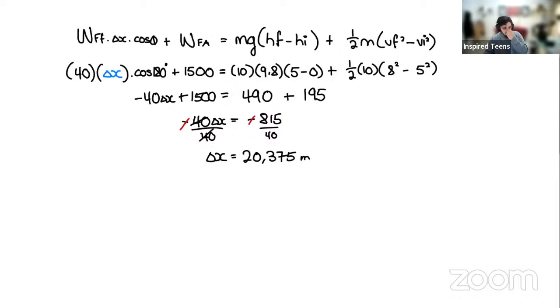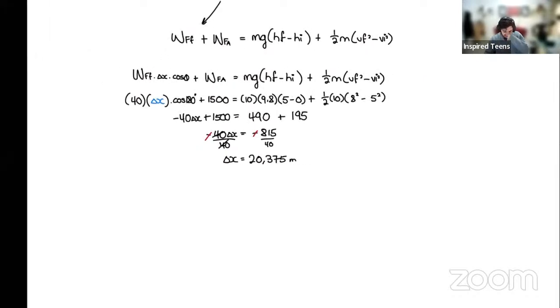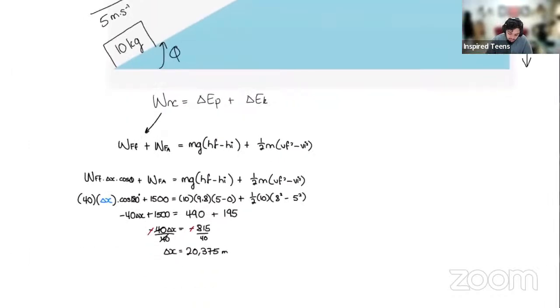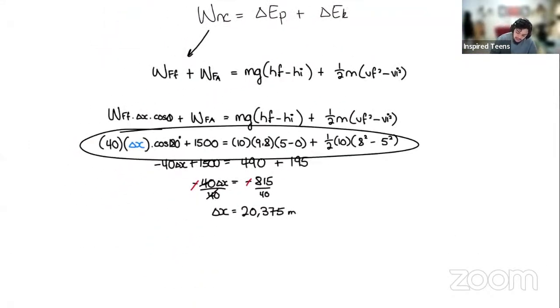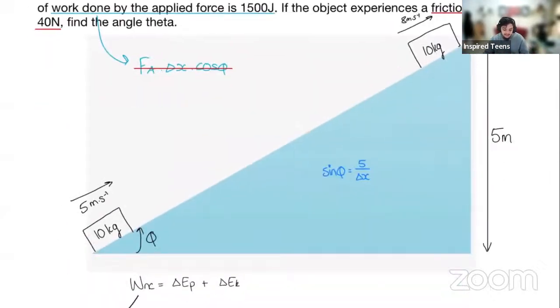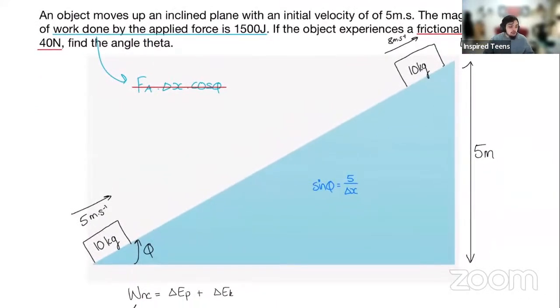Now, that's what I get, right? So this formula, W NC, gives you delta x, but they don't want delta x. They want theta. Find the angle theta. But you see, this is where your understanding needs to come into play. You need to understand how you would relate sine theta to delta x and h.